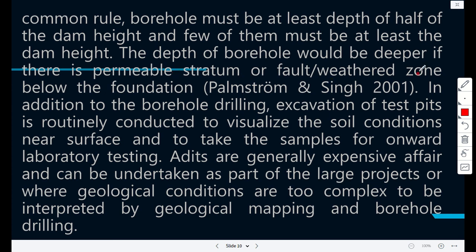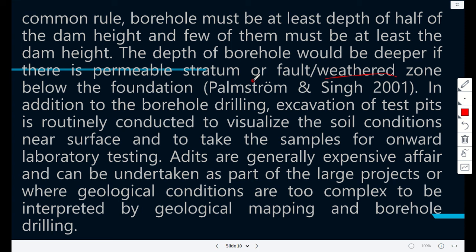The depth of the borehole would be deeper if there is a permeable substratum. So it's even worse if you have a fault or a permeable substratum, because you don't want any line of weakness, or a weathered zone below the foundation, because that would be a potential source of disaster.